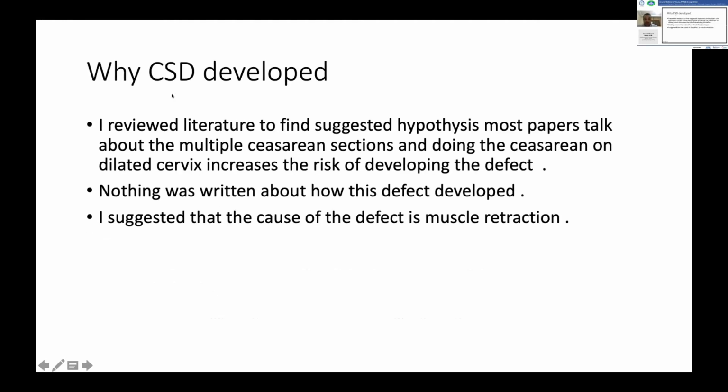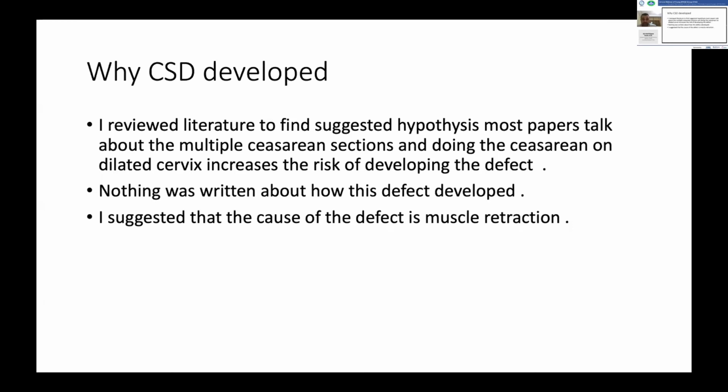So now I researched more extensively why this scar developed. I reviewed the literature and found suggested hypotheses. Most papers talk about what increases the risk of developing this defect, mainly recurrent cesarean section, and doing the cesarean section on a dilated cervix, I mean during labor. Nothing is written about how this defect may develop.